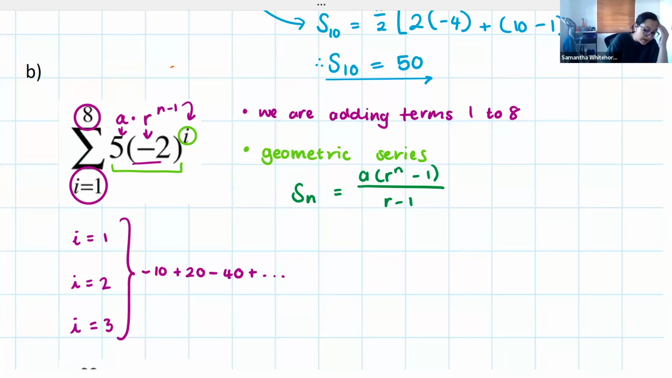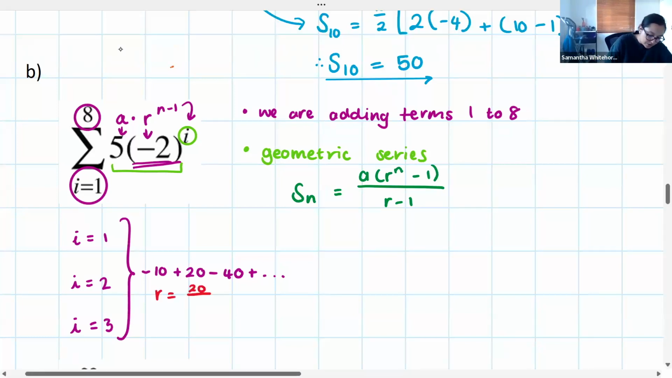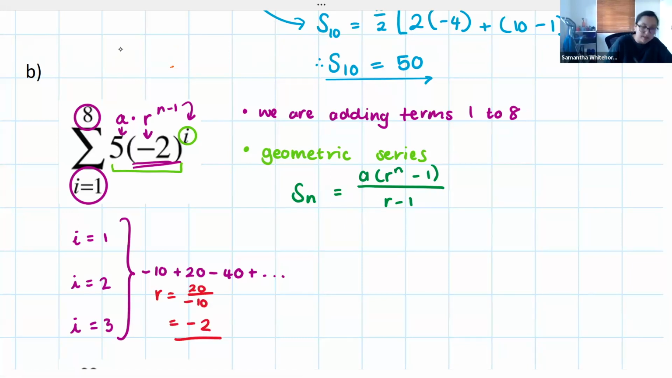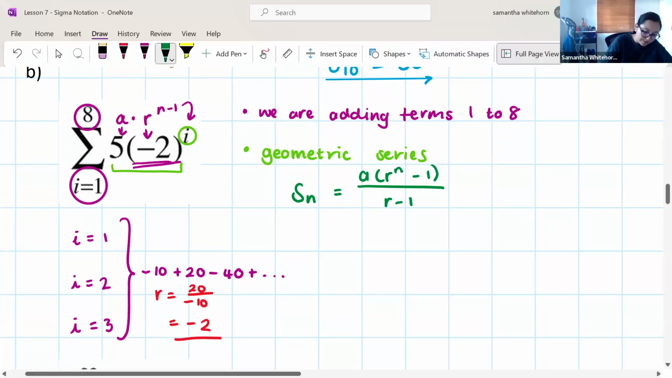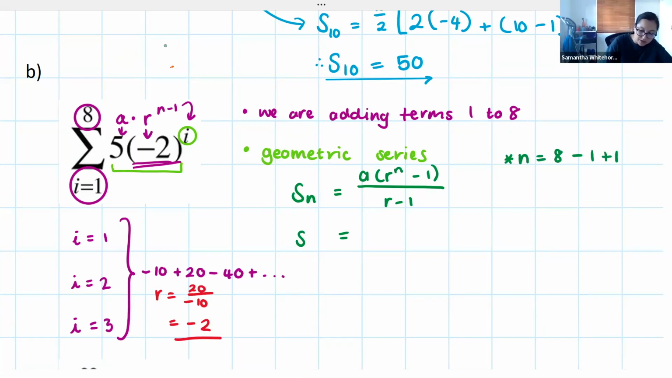But the R value is, remember, your base. But again, if you're not 100% sure, that's fine. You've got the sequence. R is equal to term 2 divided by term 1. 20 divided by -10 is -2. So we can work it out if we're not sure. Now that we have that, we can now go and substitute into our sum formula and get the sum of however many terms. Remember, n is equal to your top number minus your bottom number plus 1.